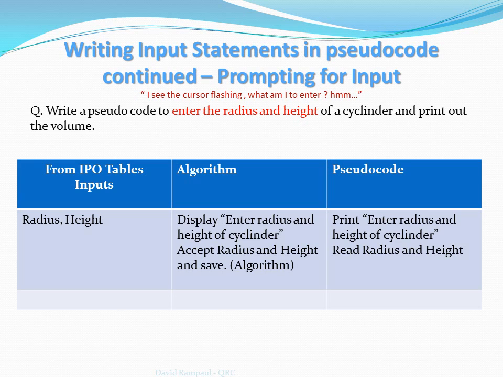Okay? So once there is input, there are two parts to the input when you are writing. The prompt line and the accepting and saving line. Similarly, in the pseudocode, to write that prompt first of all, you say print, use the word print, enter radius and height of cylinder, and then you put a line to say to accept and save, read radius and height. So in pseudocode, read is the same as saying accept and save.